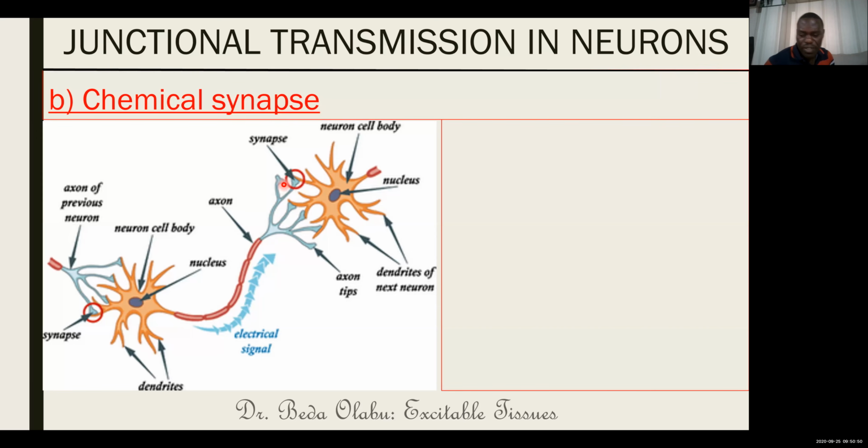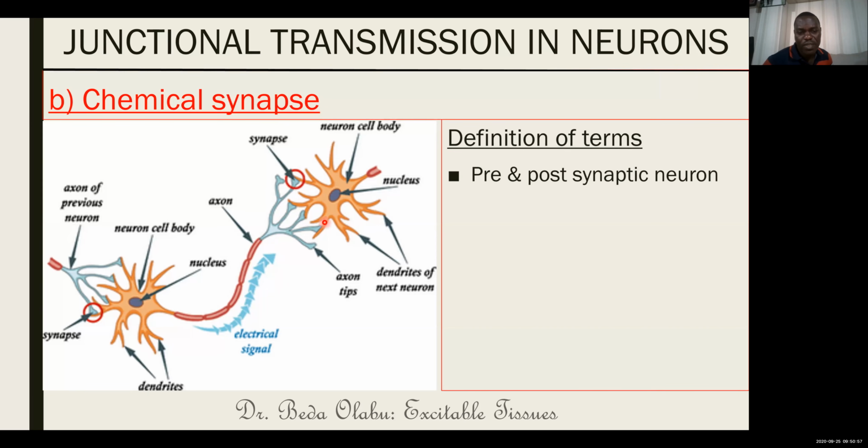In a chemical synapse, there are some terms we need to define first. We have what we are calling the presynaptic cell and a postsynaptic cell, or now that they're neurons, the presynaptic and postsynaptic neuron. With reference to this synapse, this cell is the presynaptic neuron, and this is the postsynaptic neuron. But with regard to the next one, this is the presynaptic, and this is the postsynaptic. I hope you understand what pre and postsynaptic neuron mean.